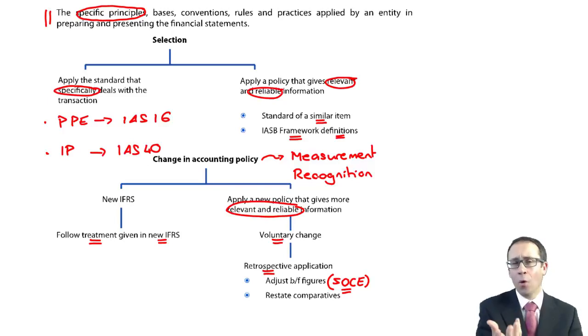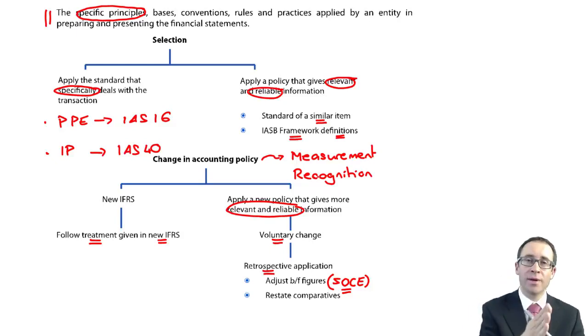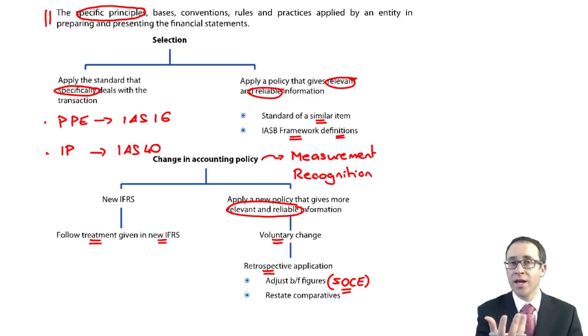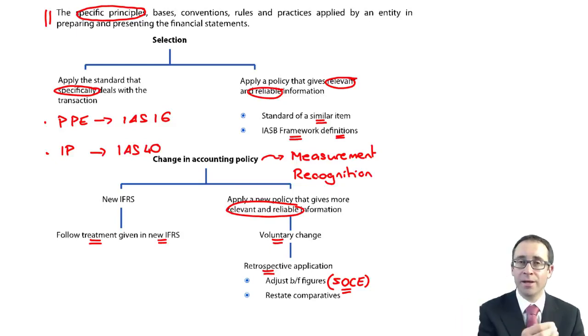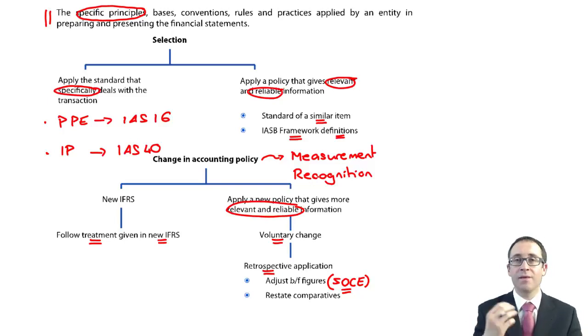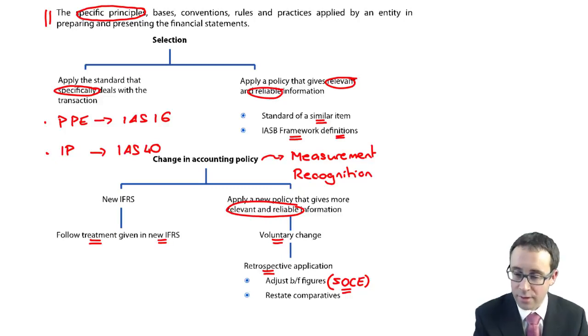Okay, so in the old days, when we had, if you like, the standard on borrowing costs that allowed you the choice of capitalizing the interest on borrowing costs or expensing the interest of your borrowing costs, then if you changed from capitalizing to expensing, or vice versa, expensing to capitalizing, then that was a change in the recognition, okay, in terms of the amounts that you have.